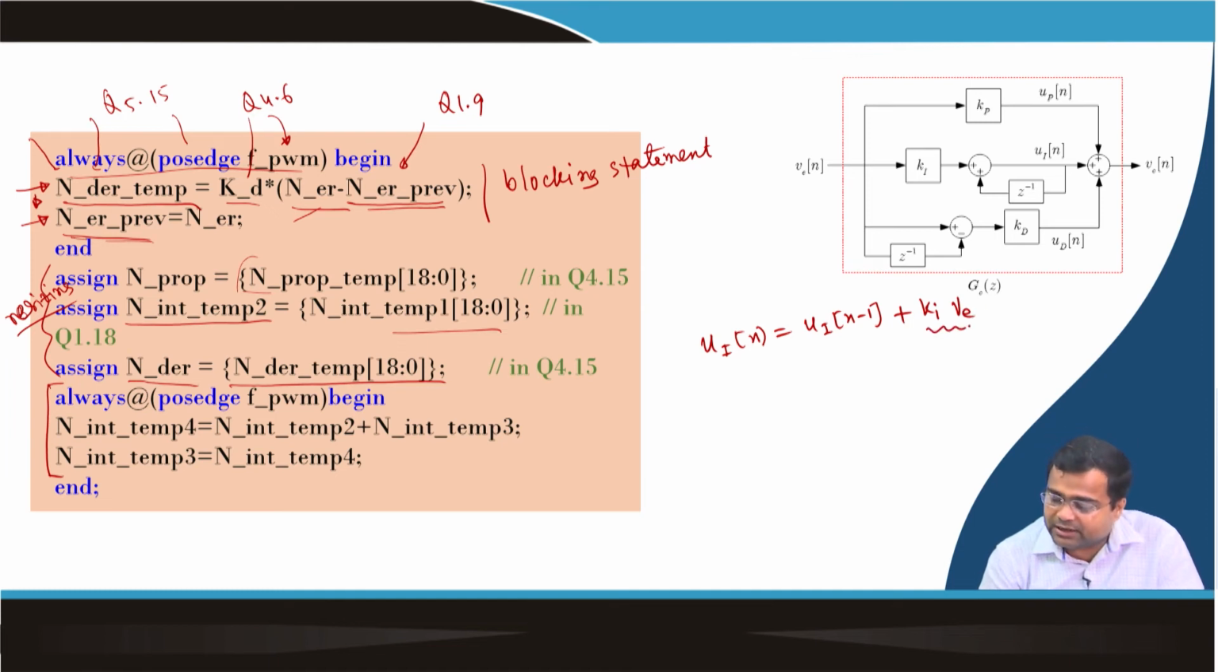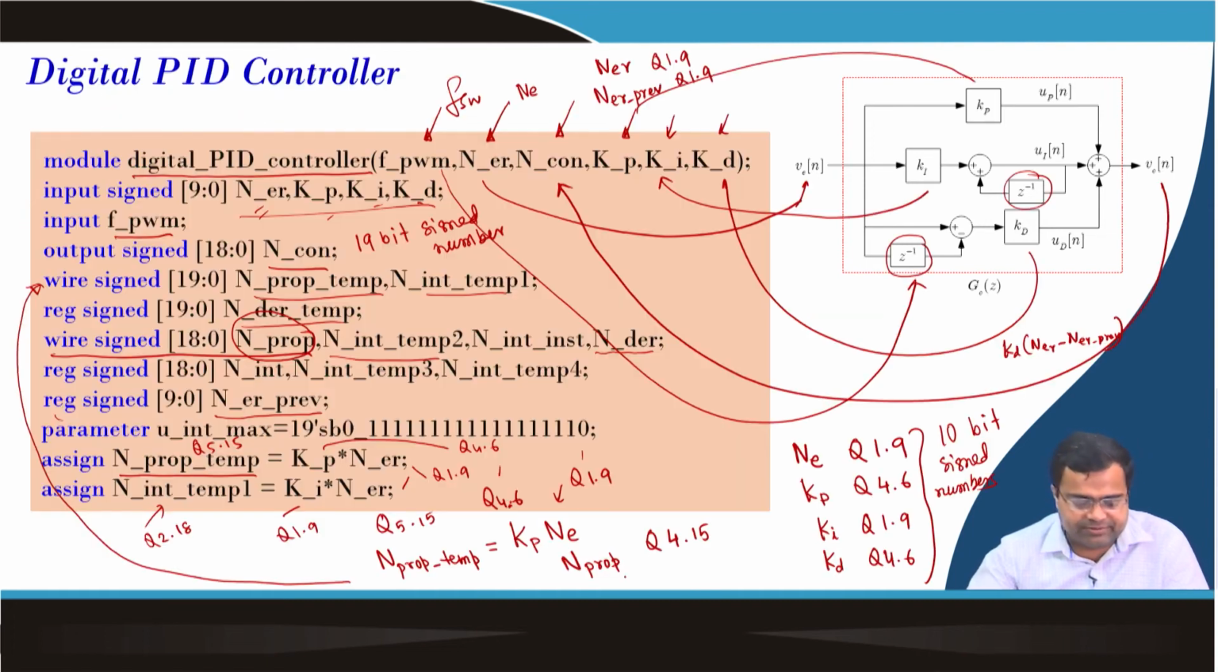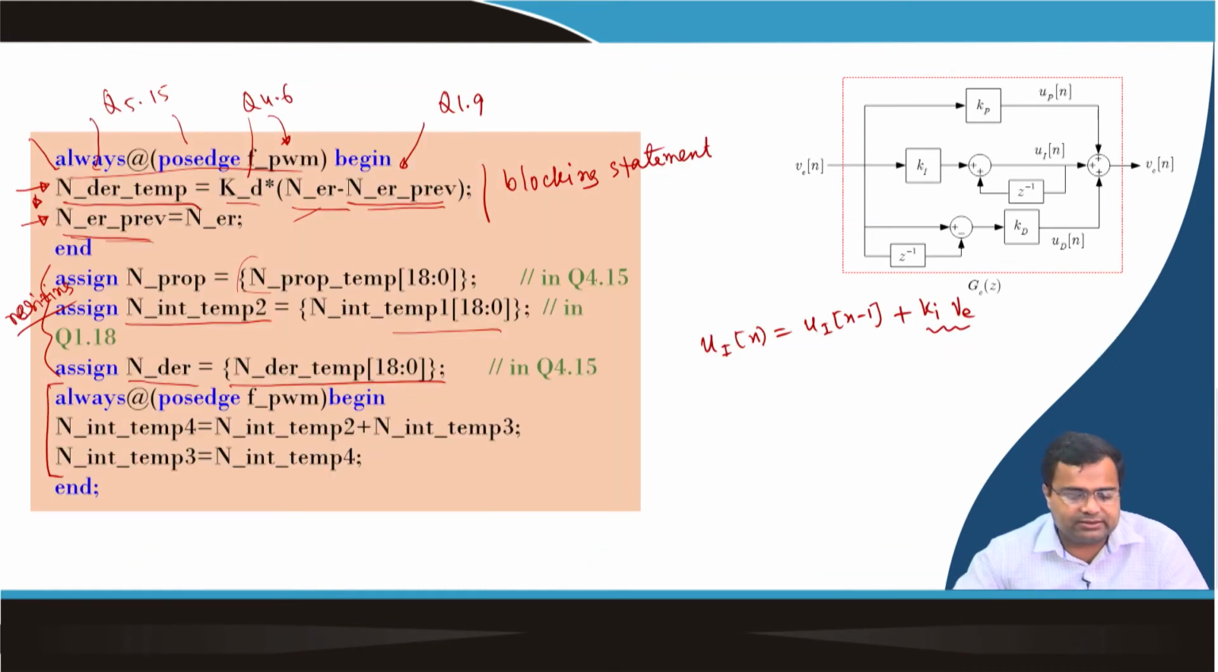So, this we are writing as n_error, because here it is n_error, and that we did in the previous step. So, this is the operation k_I into n_error, which is the error voltage, and we are resizing this because we need to resize.